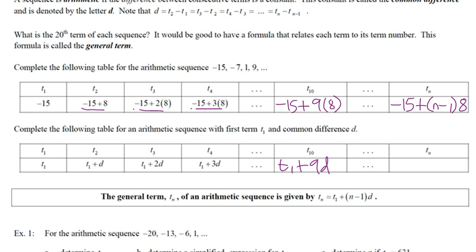And what's T sub n? T1 plus n minus 1 times D. That is the general term of an arithmetic sequence. So the formula is given by T1, take the first term, whatever it is, and add n minus 1 differences, right?